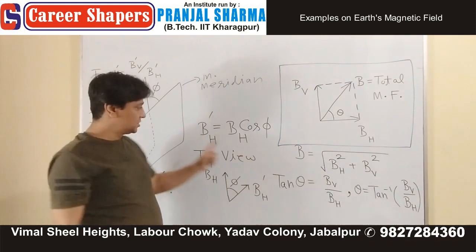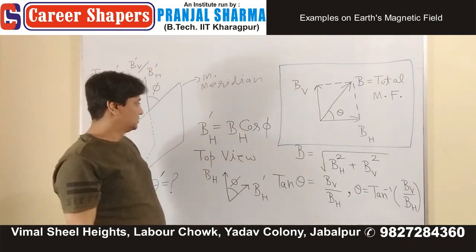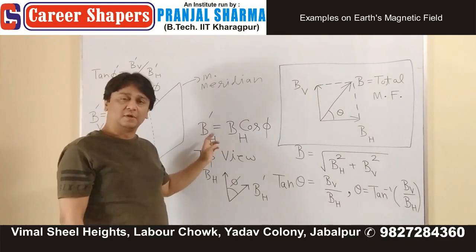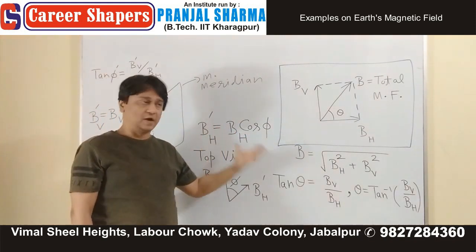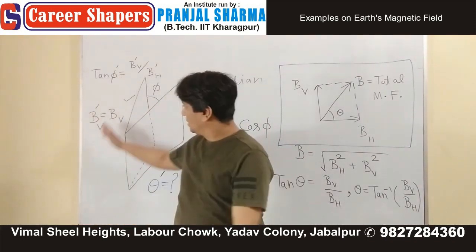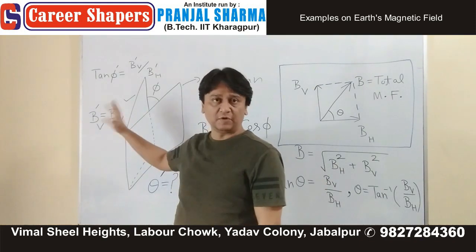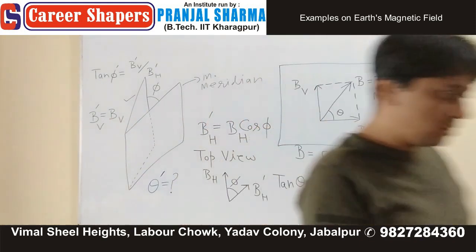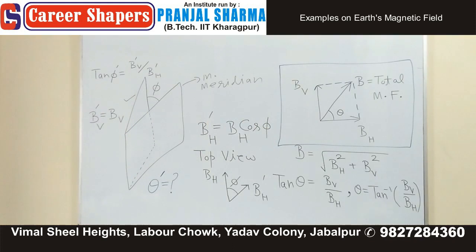Now if you understand this part, then write down yes in the comment box, because this thing in itself is a very good objective question. BH dash is BH cos phi. BV dash is BV. If you understand this, then write down yes in the comment box. If you do not, then tell me what exactly your confusion is.